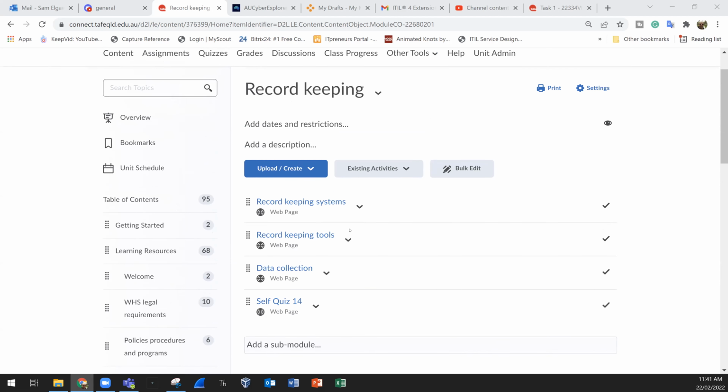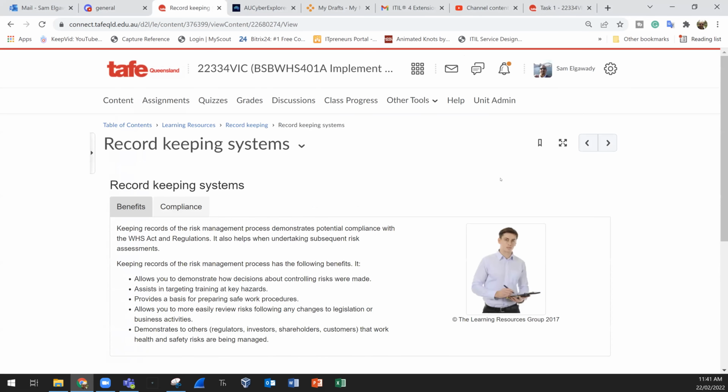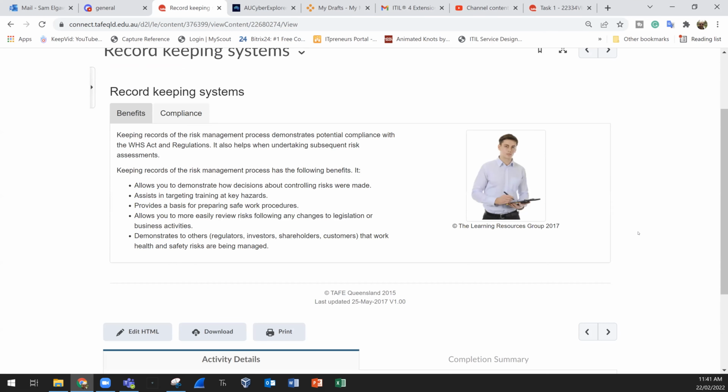So record keeping systems, we have some systems. We can start with simple systems like just an Excel sheet in a very small business like a sole trader or a business at home. So here we keep records of the risk management process.